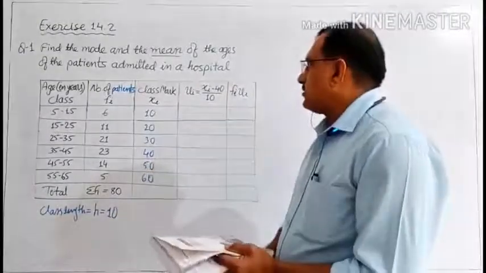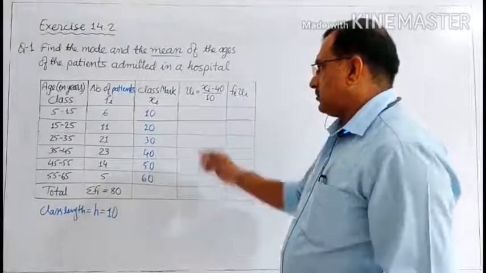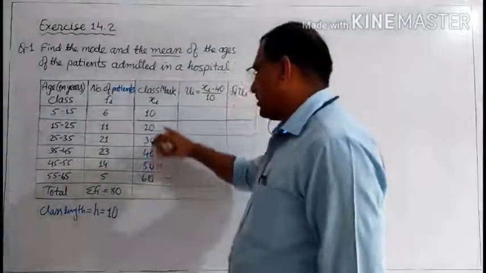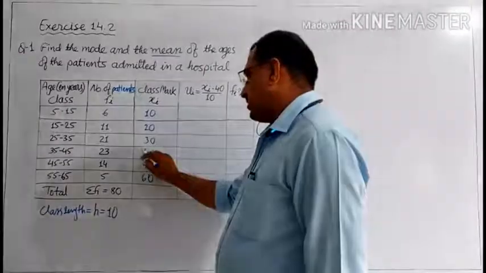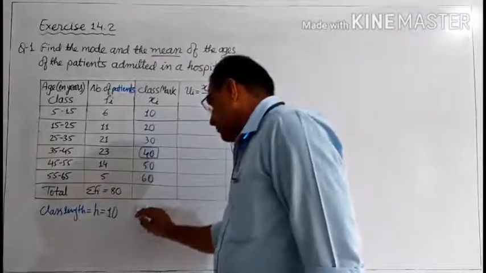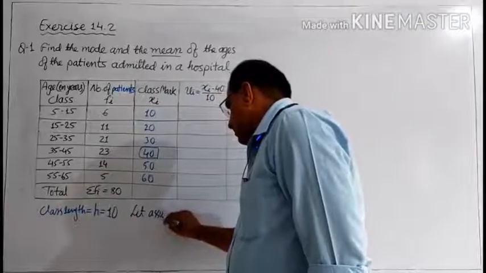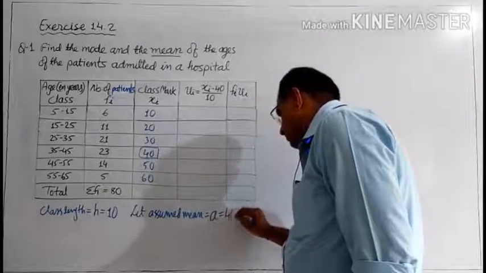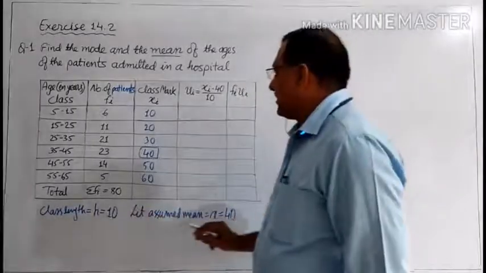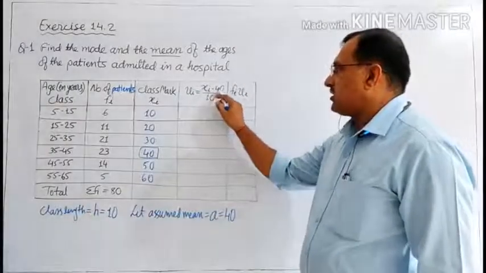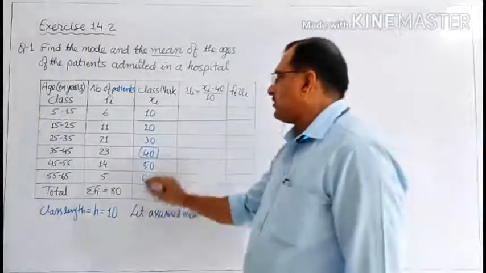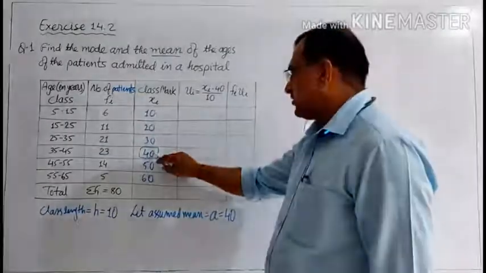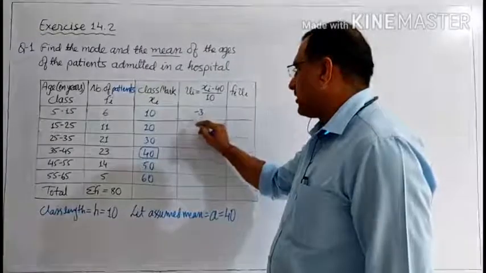Now we have to calculate the assumed mean. We have to go for step deviation, and for that we need an assumed mean. We can consider the middle values 30 and 40, and suppose we say the assumed mean is 40. Let the assumed mean be A, that is 40, and the width is 10. Then we calculate each observation minus the assumed mean, divided by the class width. So 10 minus 40 is negative 30, divided by 10, and we get negative 3.